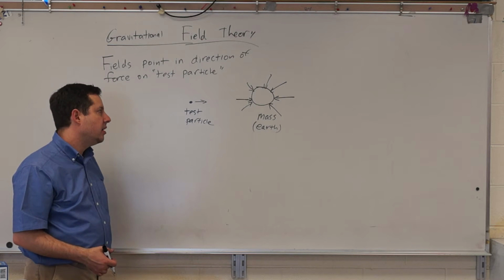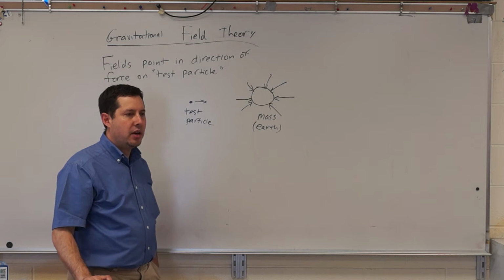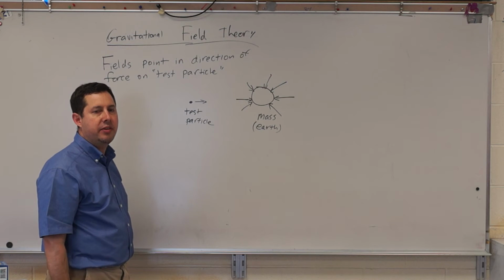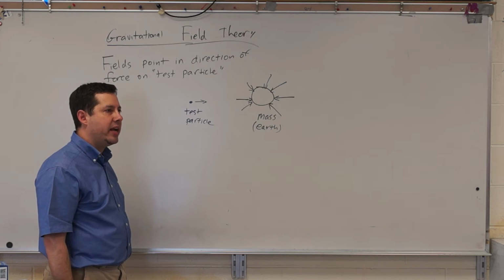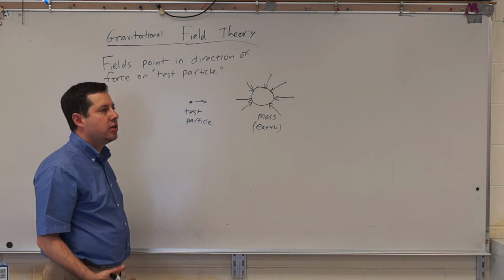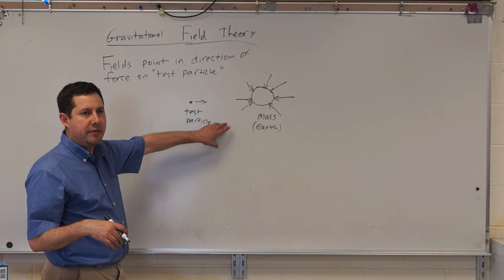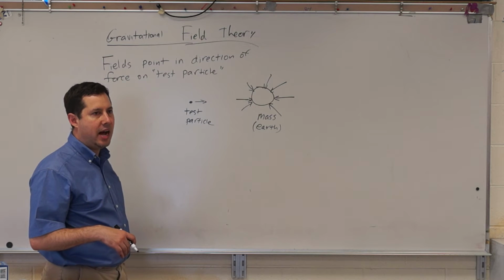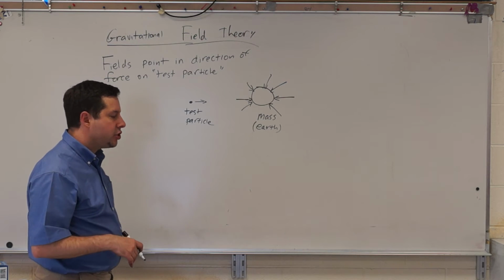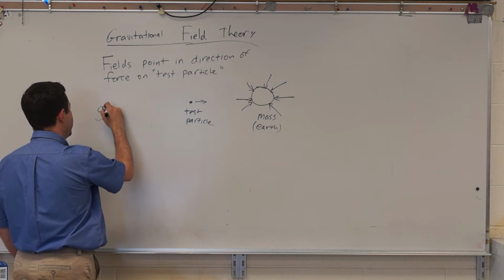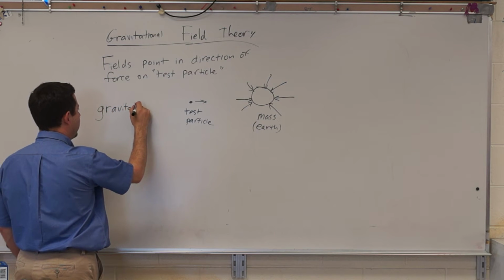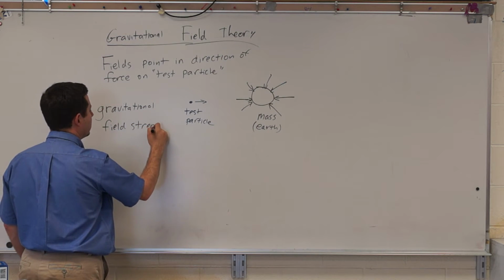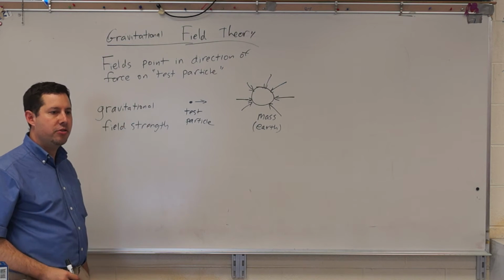Makes complete sense. We're going to see the same thing with electric fields and magnetic fields, except sometimes with electric fields and magnetic fields they are repulsive and might point away depending on the charge of the object, for example. But for gravitational forces, they are always attractive, so field lines will always point towards an object. There's actually a term that we can use, gravitational field strength, that tells you the strength of a gravitational field.